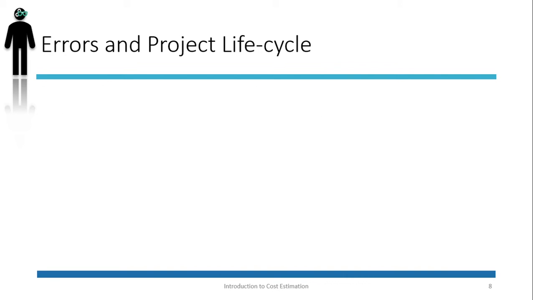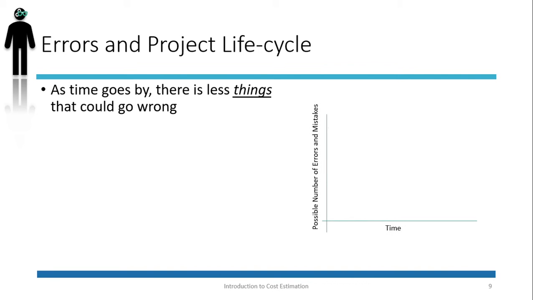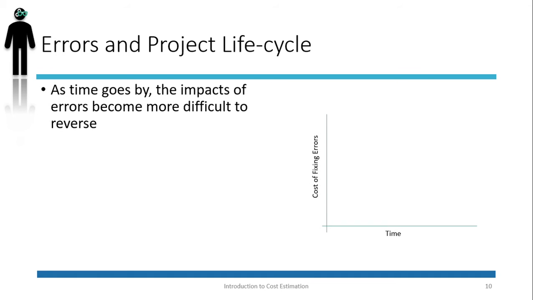As we go through the life of a project, we will have less and less things to execute, and as such, there will be less things that could go wrong. This diagram demonstrates the possible number of errors and mistakes will go down as time goes by, to the point that at the completion date, there is nothing left that could go wrong. Conversely, as the time goes by, the impact of errors become more and more severe, and it becomes more and more expensive to fix a mistake or an error.